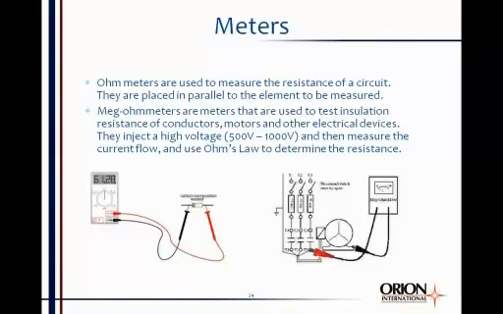Another specialized type of meter is called a megohm meter, or a megger. These are meters that are used to test insulation. You want to verify the condition of insulation of conductors or motors or other electrical devices, you use a megger. What they do is they inject a high voltage, anywhere from 500 to 1,000 volts, and then they measure the current flow. And then they just use an Ohm's law relationship to determine the resistance, where resistance equals voltage divided by current. We'll talk more about meggers in a few minutes.